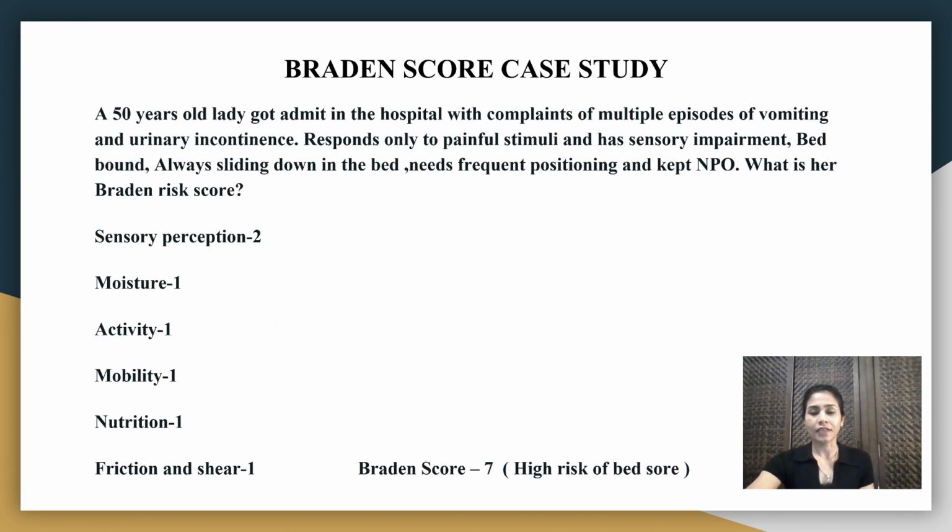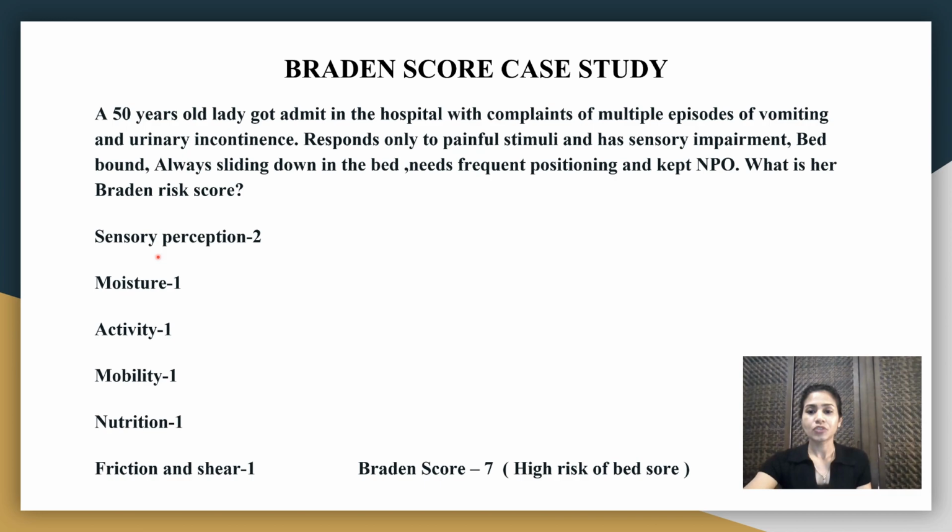Let me end up with a case study here. A 50 years old lady got admitted in the hospital with complaints of multiple episodes of vomiting and urinary incontinence, responds only to painful stimuli, and has sensory impairment, bedbound, always sliding down in the bed, needs frequent positioning, and kept NPO. What is her Braden risk score? So here, sensory perception, moisture, activity, mobility, nutrition, friction, and shear. All the components are here.